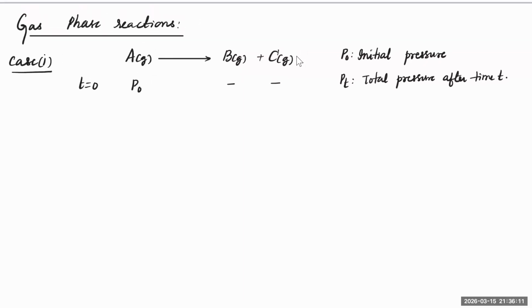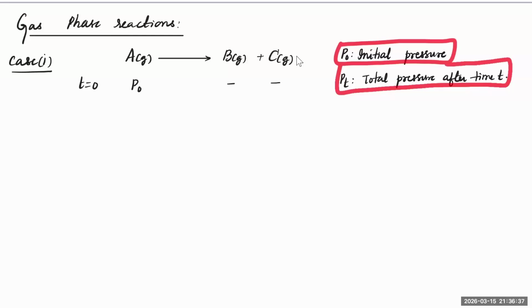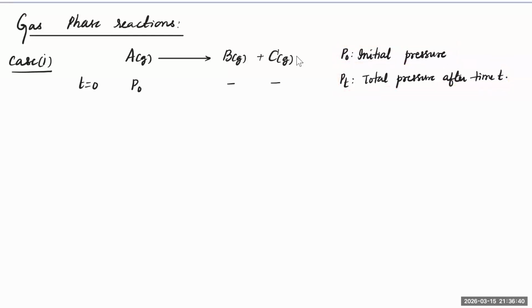Quickly check out. First case is about how to write the gas phase reactions. Usually for gas phase reactions, you will be given the data in terms of partial pressures. Now you have to write the first order kinetics in terms of partial pressures. As per this question, the initial pressure is P naught and after a certain time the total pressure is PT. Now we have to express the rate law in terms of P naught and PT.